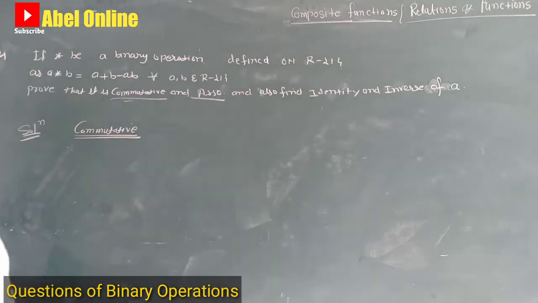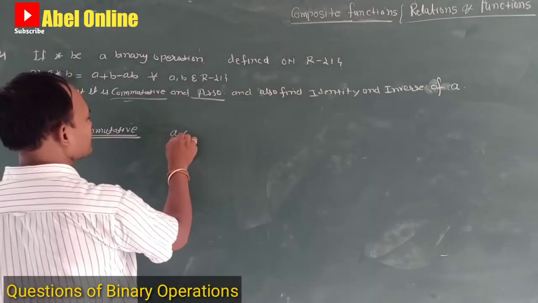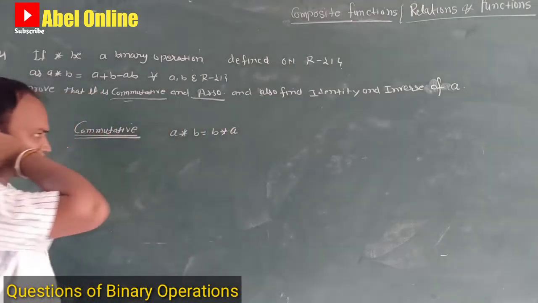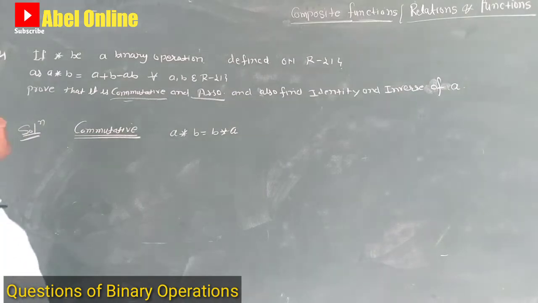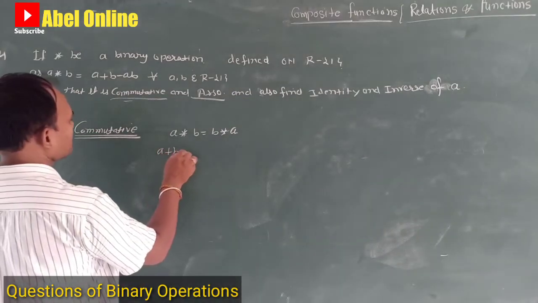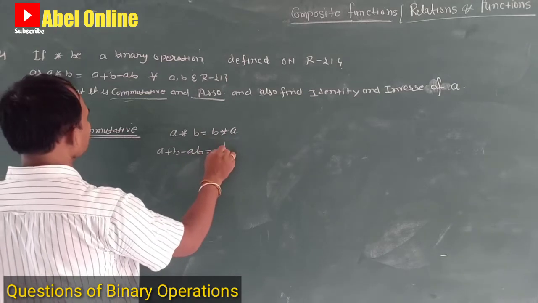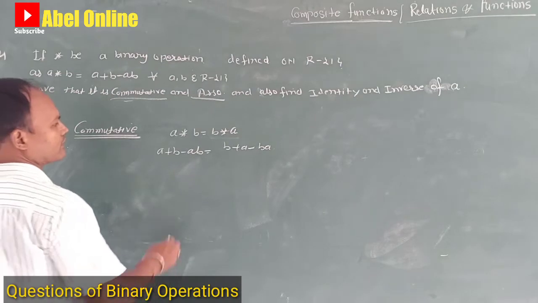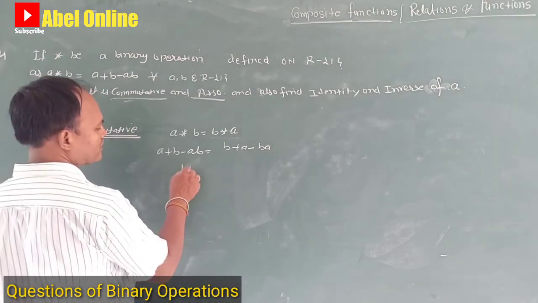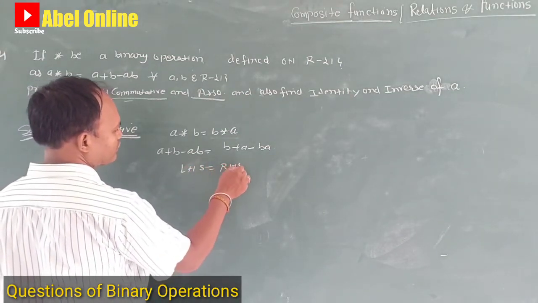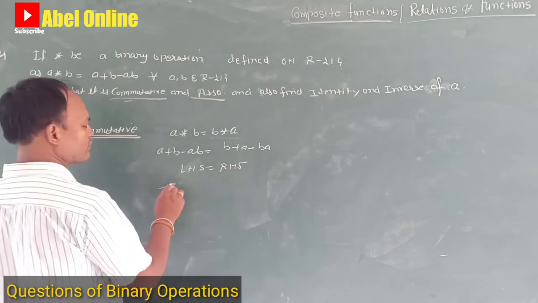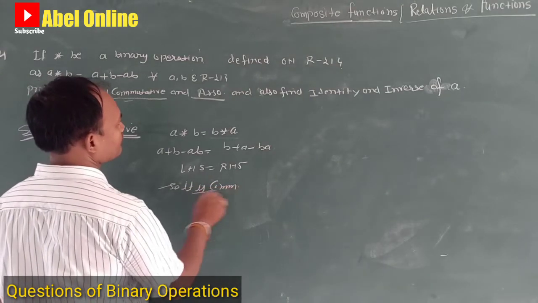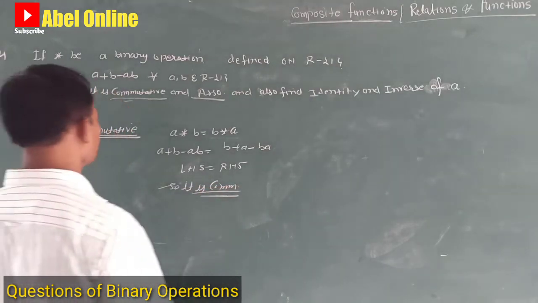Okay, so number one is commutative. When we are talking about commutative, you know very well that A star B equals B star A. The value of A star B is A plus B minus AB, and the value of B star A is B plus A minus BA. So this is the LHS and this is the RHS, both are the same. So LHS equals RHS, so it is commutative.